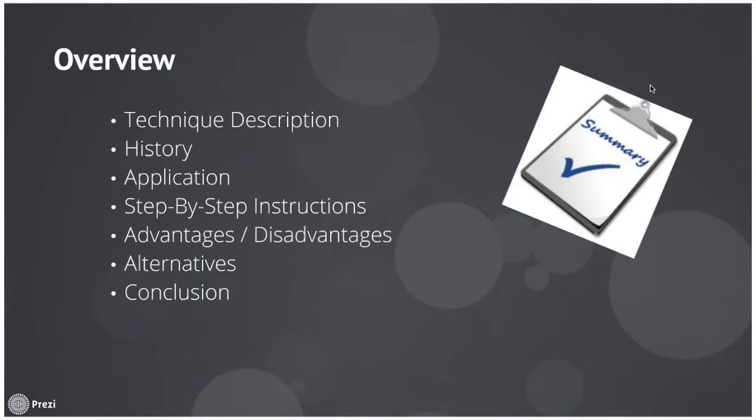First, we'll start out by doing the overview. We'll be going over the technique description, which just goes over and defines what the technique actually is. Then we'll cover the history, where this all started, the application of where it's used in the real world and workforce. Then we'll do step-by-step instructions to get you to become more familiar with the tool. And then we'll cover some advantages and disadvantages, and then some alternatives that work similar to the risk breakdown structure, and then we'll conclude what we've learned today.